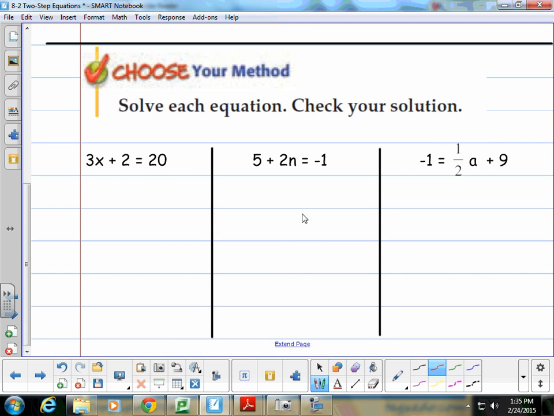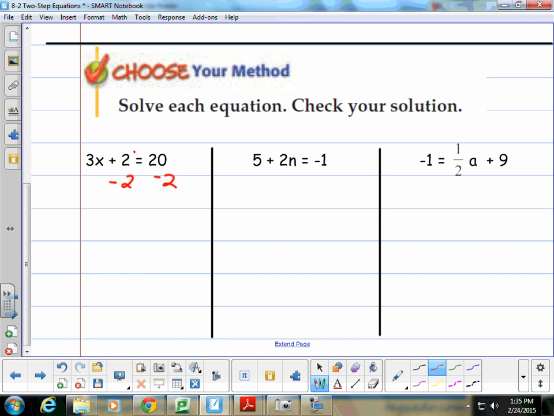Here's 3 to give a try using inverse operations, reverse engineering, if you will. So you can give those a try for good measure. First one, I see that I'm multiplying x times 3 and then adding 2. Since adding 2 is the last thing I did, it's the first thing I undo.